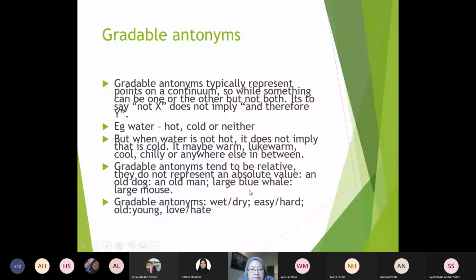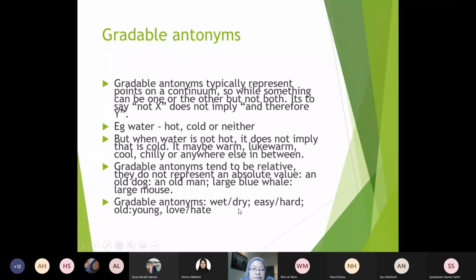And then you have the large blue whale. The large blue whale is very large, the largest whale kind. And then you have large mouth. So meaning that the word large is quite relative. The large in large mouth is not the same as large in blue whale. So it's a continuum, gradable.